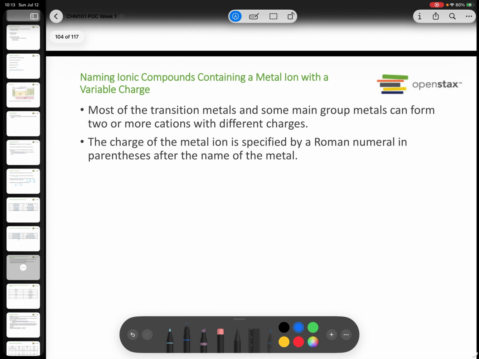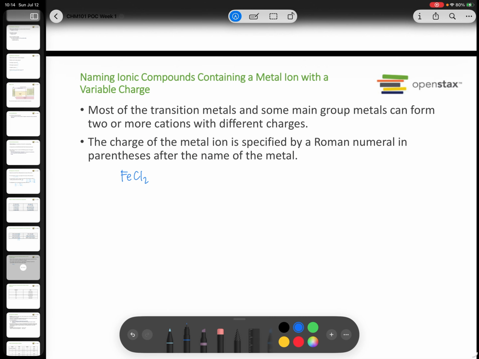Okay. So, some metals can form more than one possible cation, no? So, this is common among sa mga transition metals natin and also sa iba pang main group metals natin. So, when that happens, the charge of the metal must be shown using a Roman numeral after the metal name. For example, FeCl2. Ano kaya ito? This is iron 2 chloride, no? Because iron is 2 plus here.